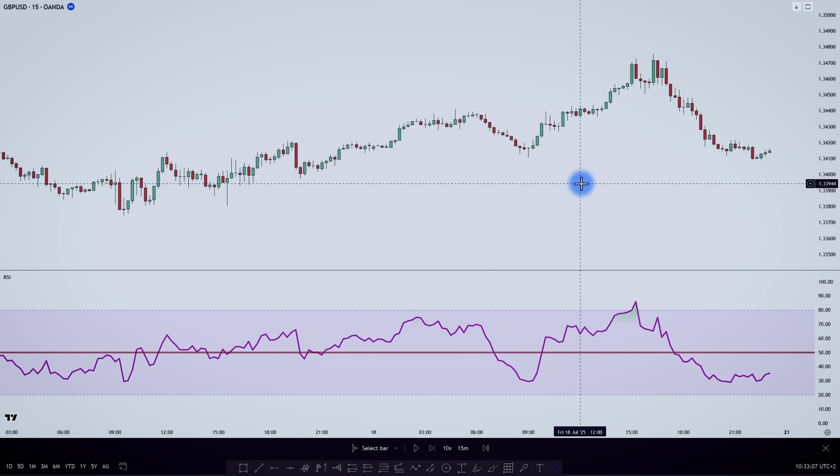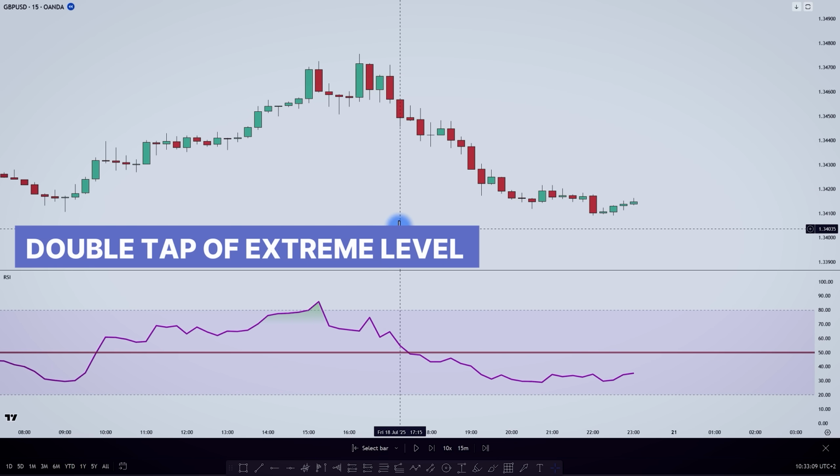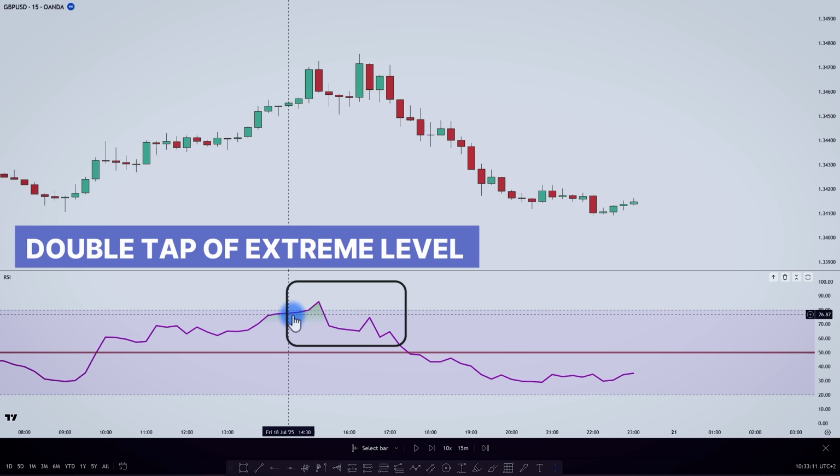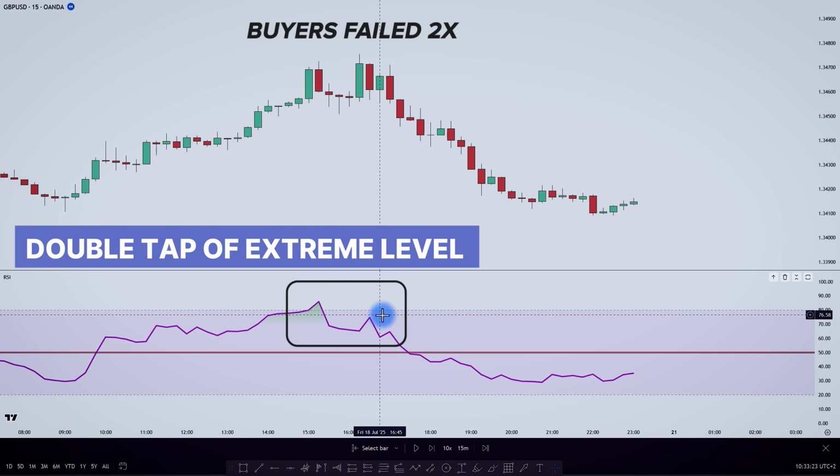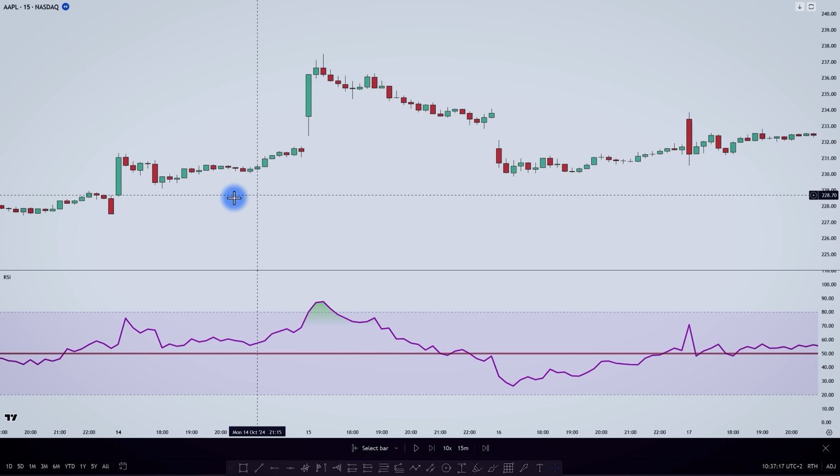But here's the pattern that prints money, the double tap. Look here, RSI hits 80, pulls back to 70, then tries for 80 again, but fails. That failure is your signal. The buyers tried twice and couldn't push higher. The reversal is beginning.